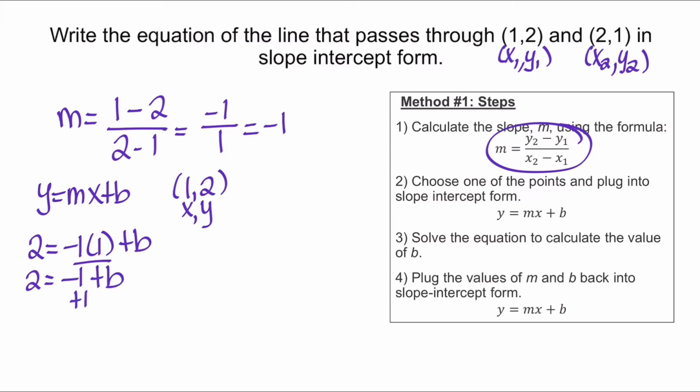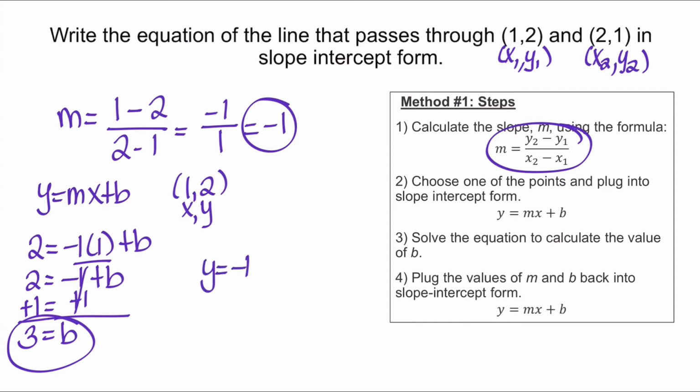So now I'm going to add 1 to both sides. So 2 plus 1 is 3, and then negative 1 and plus 1 cancel, and 3 equals b. So we now have a value of b and a value of m. So I can plug into the equation and I get y equals negative 1x plus 3. So remember, we don't usually write coefficients of 1 in algebra, so I can write this as y equals negative x plus 3.